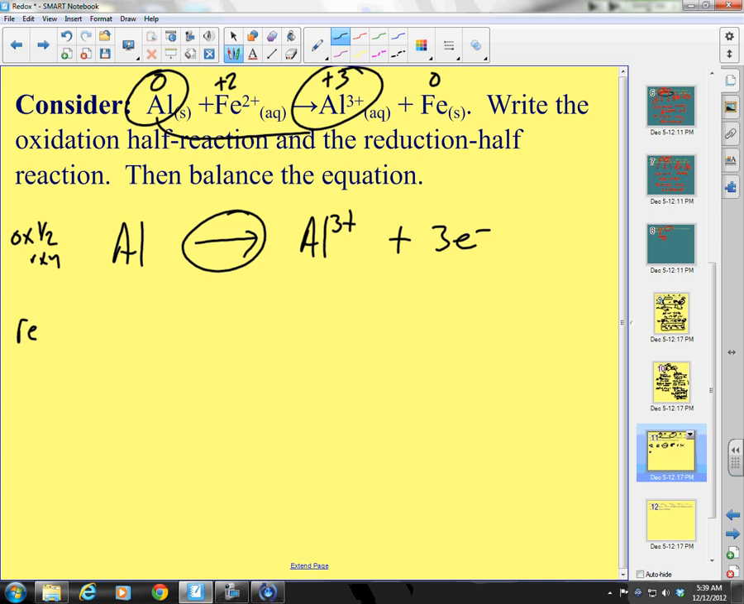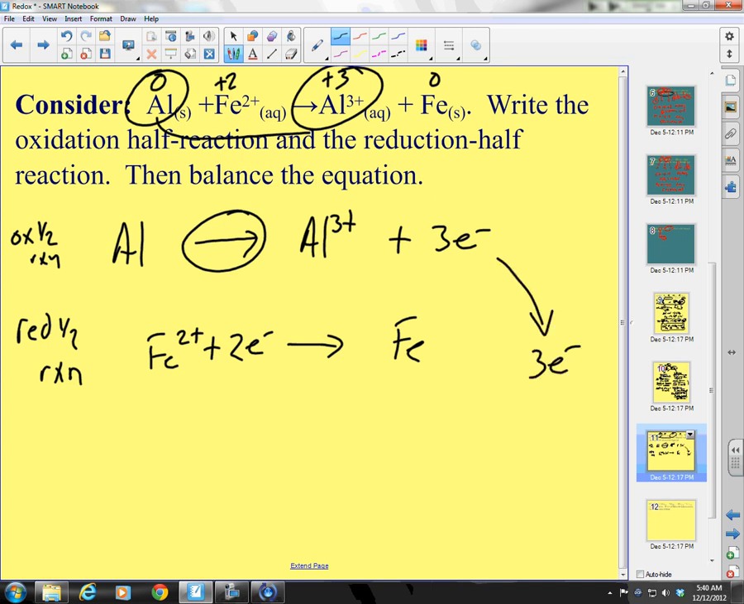What's going to be my reduction half reaction? Well, what is reducing? My iron 2 is going to iron. And if it's reducing, it's gaining electrons. How many? It's going from 2 plus to 0. That means I have to have 2 electrons. Good. And so that is my reduction half reaction. Now, I need to make my electrons equal. Every time this reaction occurs, 3 electrons are freed up. Every time this one occurs, 2 electrons are consumed.